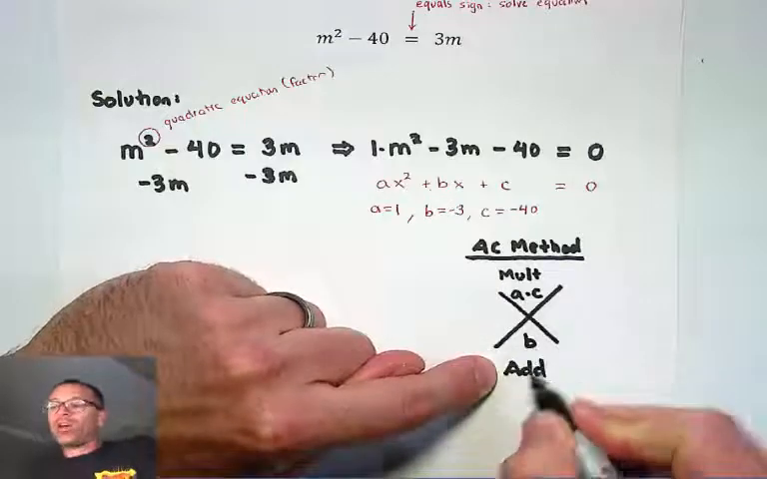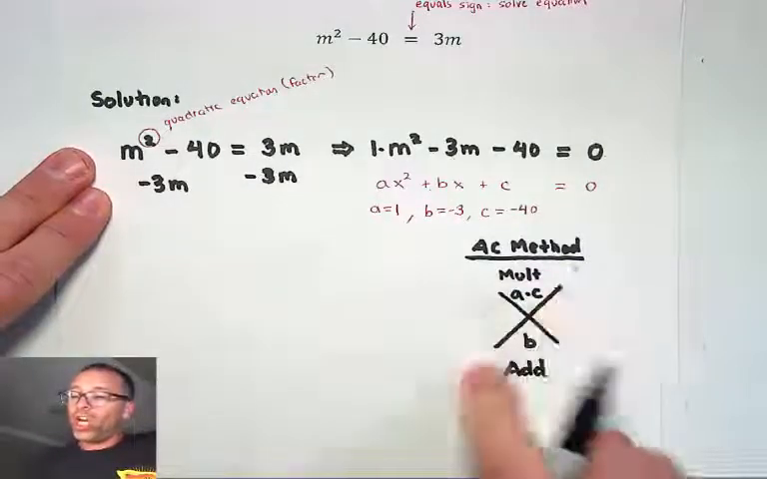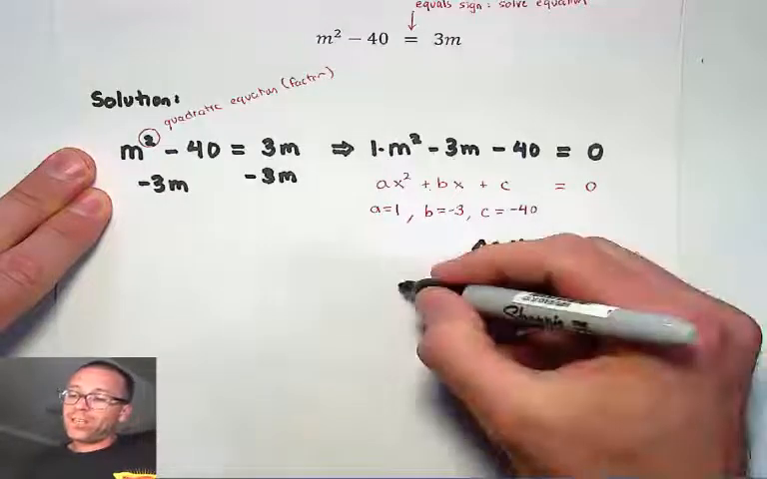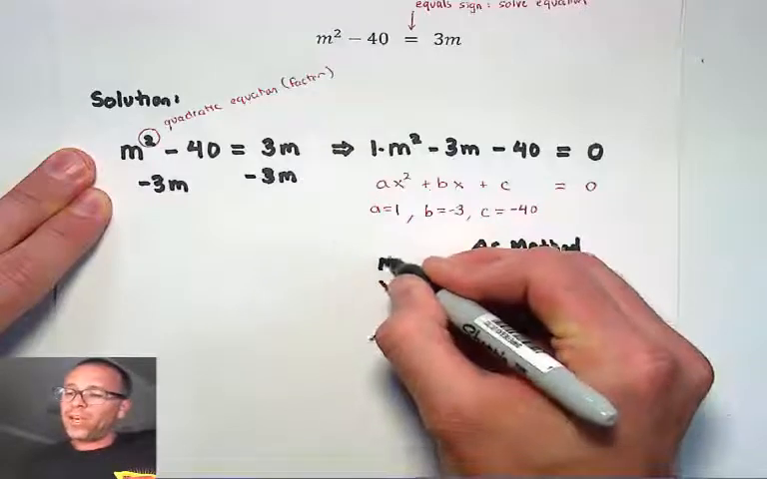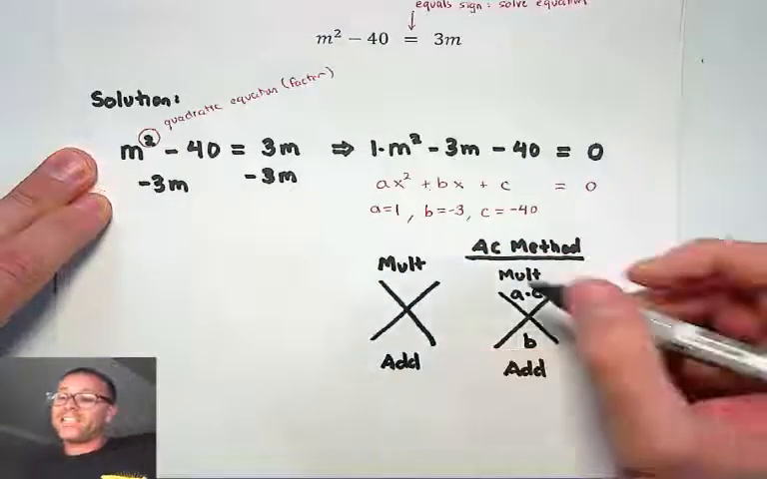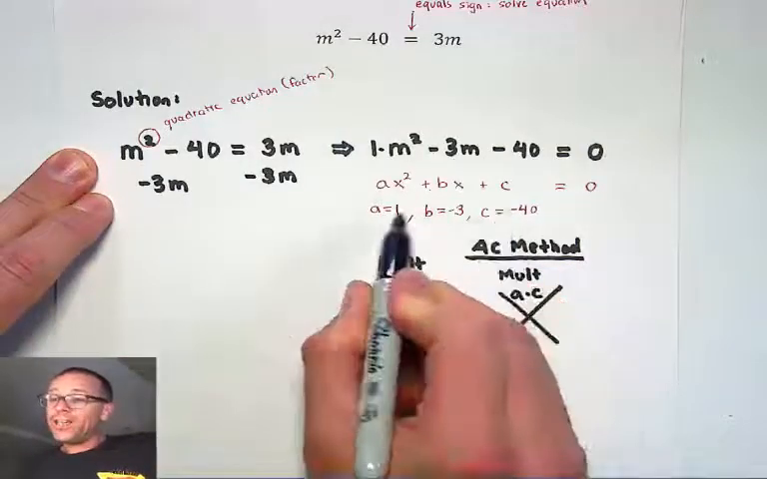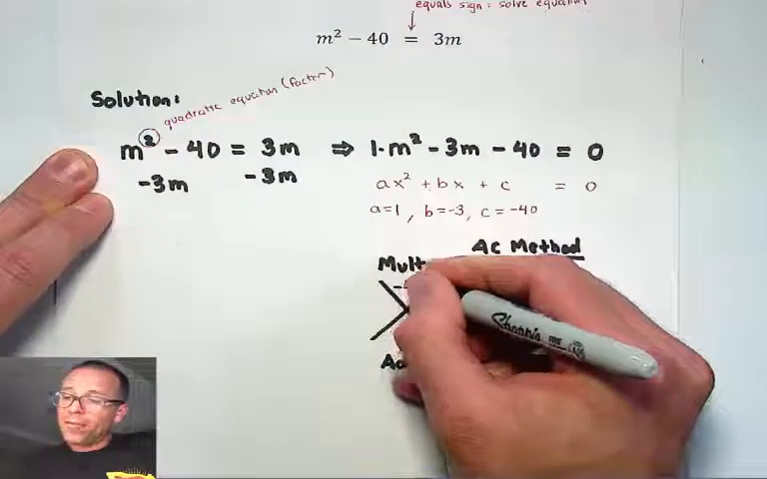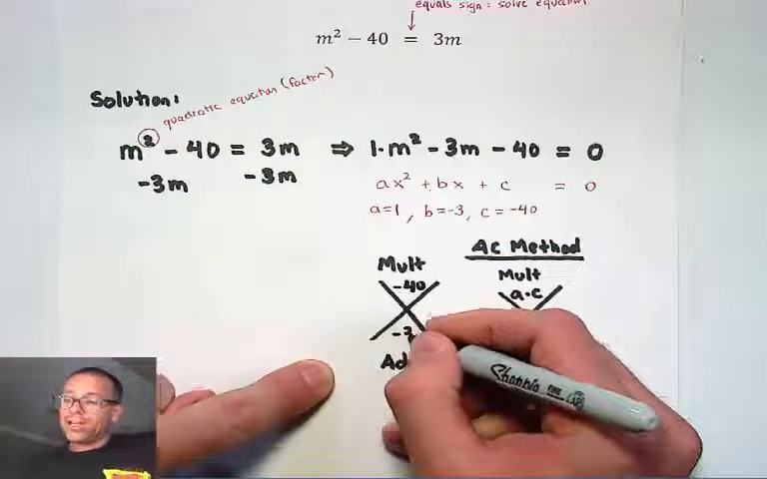Right below B, we're going to write "add." In particular, this is the general form. Let's do it for this specific example. Usually I only do this once, but because this is the first time I've really talked about it, I'll do it twice. The technique's so nice we did it twice. A times C, 1 times negative 40, would be negative 40. And here the B term would be negative 3.